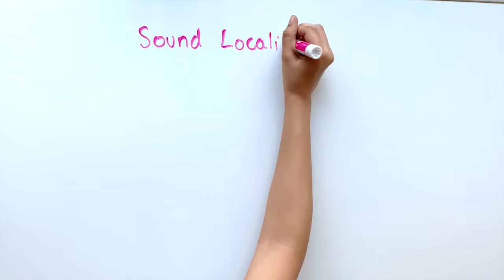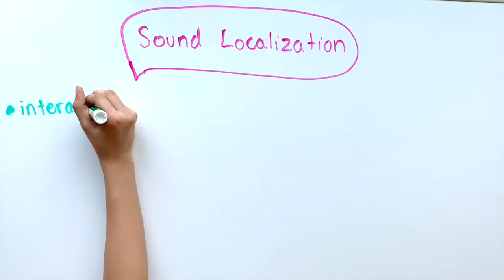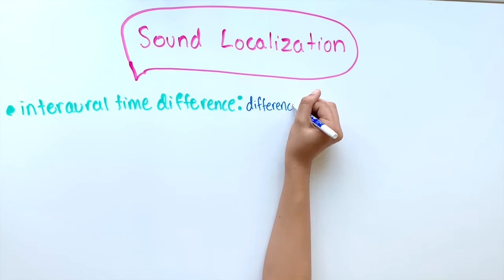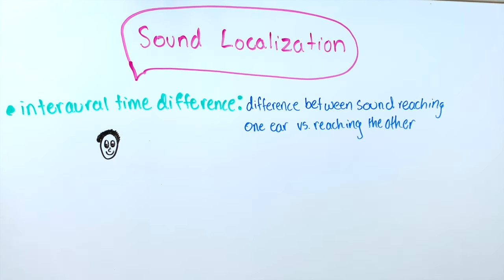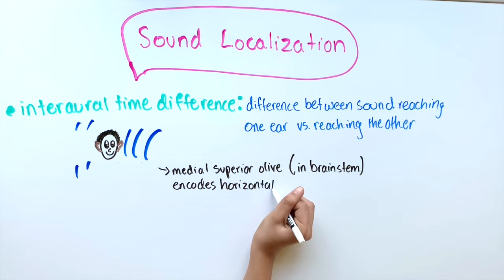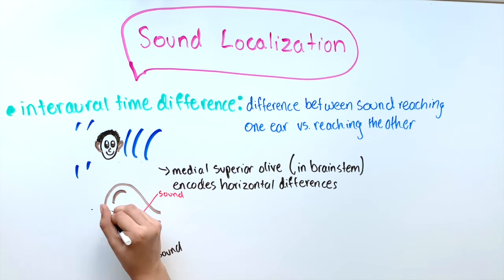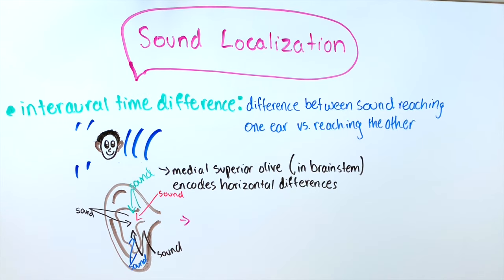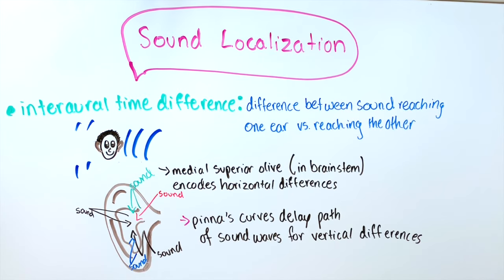Now that we know how our brain receives sound, we must understand how our brain interprets a sound's location. Interaural time difference is the time it takes for a sound to reach one ear versus the time it takes to reach the other ear. An area in our brainstem called the medial superior olive encodes the horizontal difference by keeping track of when the sounds come from the left and the right ear. As for vertical differences, the pinna's convolutions delay the direct path of the sound wave, so our brain knows how to analyze these differences. When our brain processes auditory information, we hear the world around us.